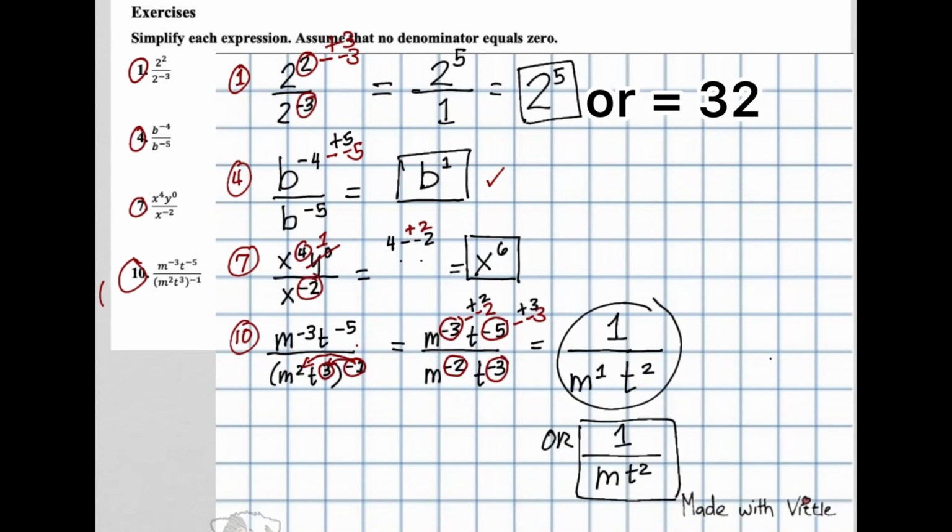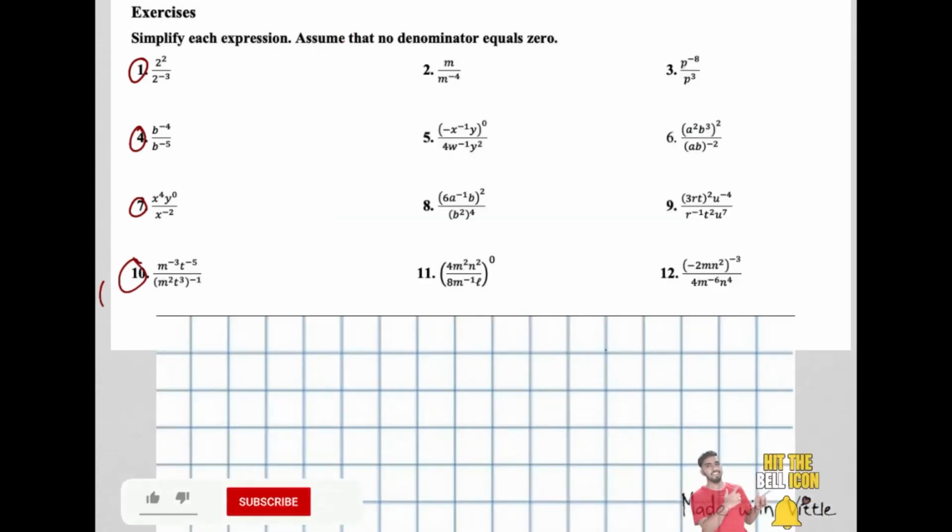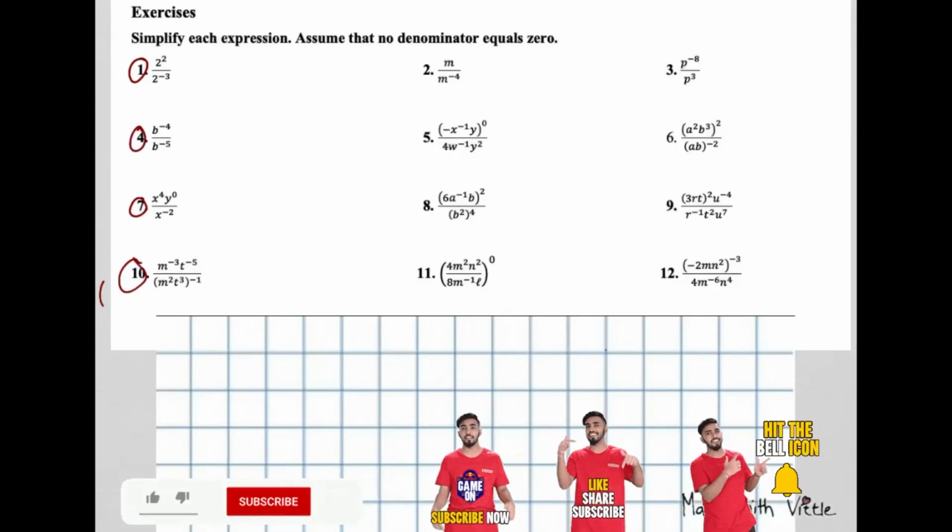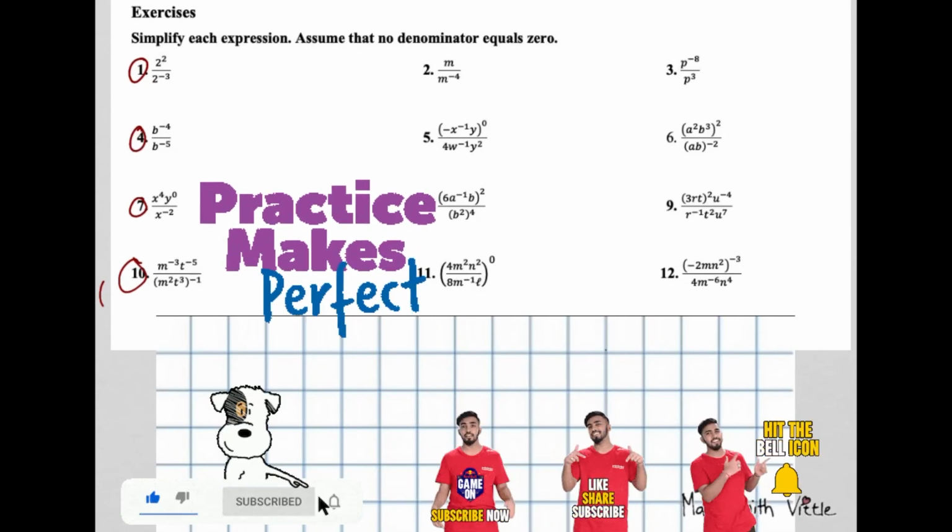Now go ahead and do the rest of this page and apply the rules correctly. Good luck on your homework. Remember, practice makes perfect.